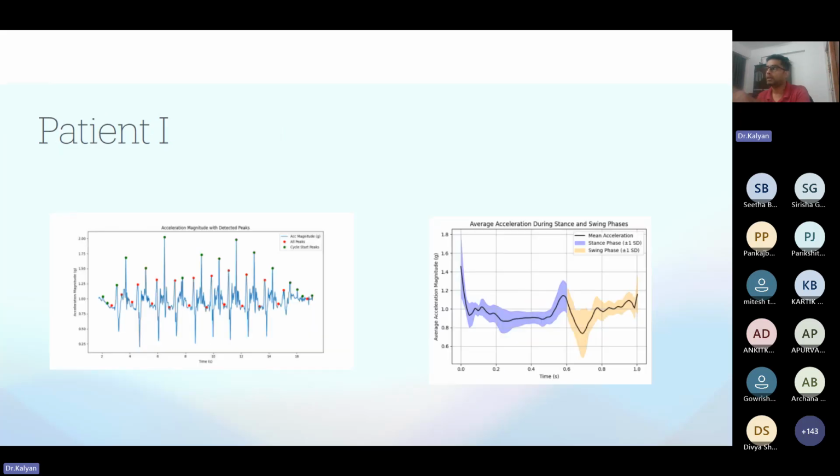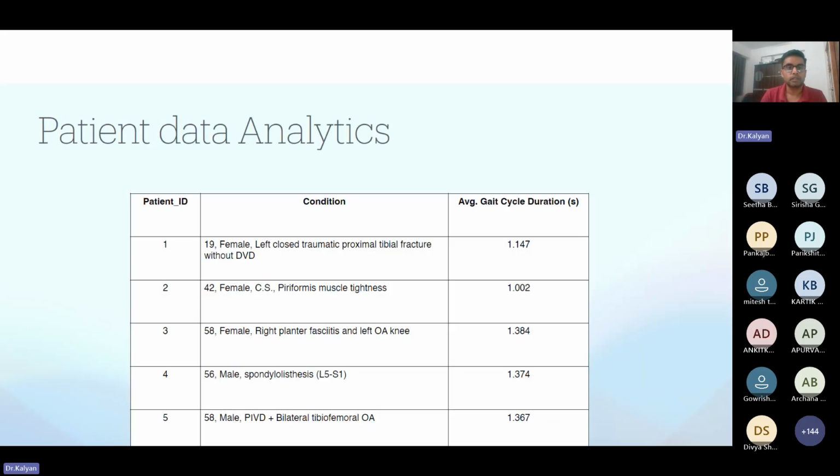Then I'm downloading a video of a patient that we collected data from, and I'll show that. Then this was another patient. So basically we also noted down the patients' medical conditions. We collected data from 5 different patients. One was a 19-year-old female, a 42-year-old lady, a 58-year-old lady, a 56-year-old male, and a 58-year-old male.